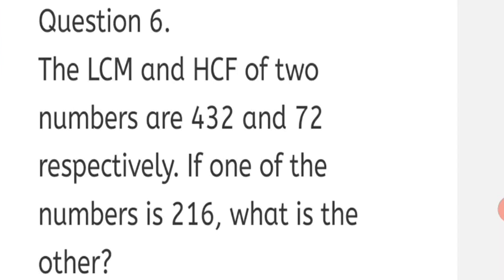Question 6. The LCM and HCF of two numbers are 432 and 72 respectively. If one of the numbers is 216, what is the other? Here we have LCM as 432, HCF is given as 72, and one number is given, which is 216, and we have to find the other number. So how can we solve this? There's a method. We already know that HCF into LCM is equal to the product of the two numbers. So let's see.